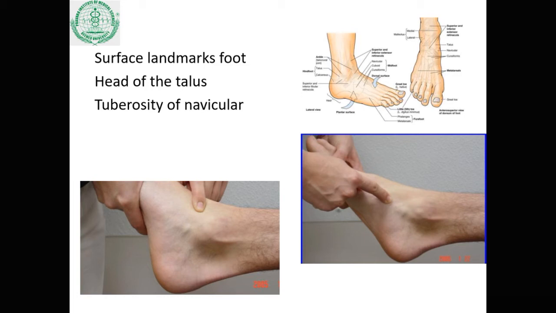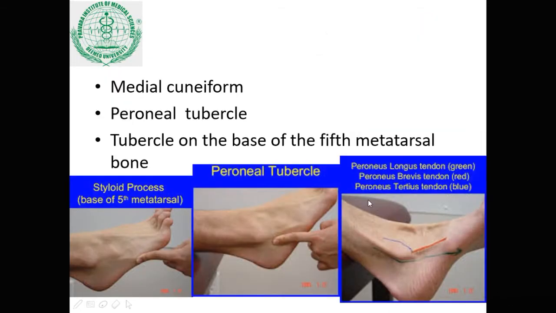Then in front of it, 2.5 centimeters in front of that, there lies your navicular tuberosity. And the head of the talus, this is lying around 3 centimeters in front of the lower end of the tibia. The peroneal tubercle, this is lying around 2 centimeters below the tip of the lateral malleolus.